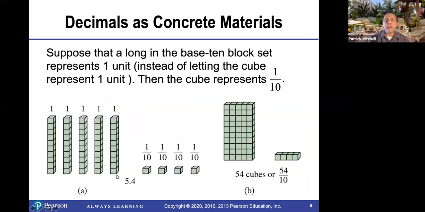Suppose that a long in the base 10 block set represents 1 unit instead of letting the cube represent 1 unit. Then the cube represents 1/10. So earlier when we were dealing with whole numbers, these longs represented tens, and the little cubes represented ones. So now we can let the longs represent ones and the little cubes represent tenths. So in this model here, we're representing the number 5 and 4/10.